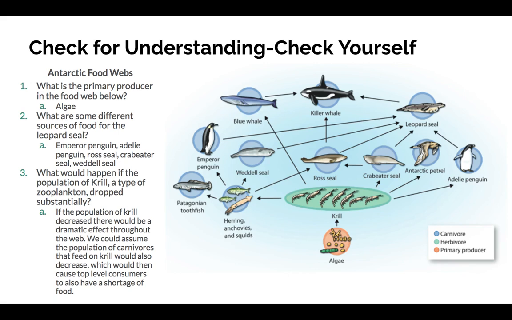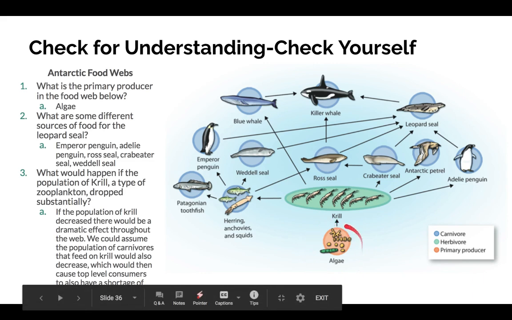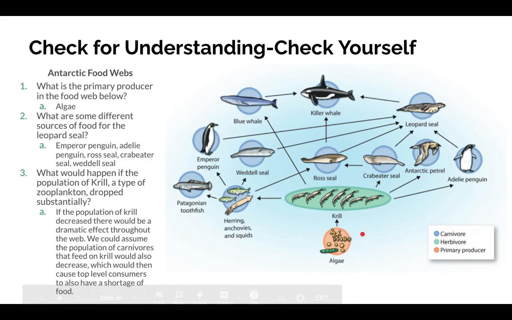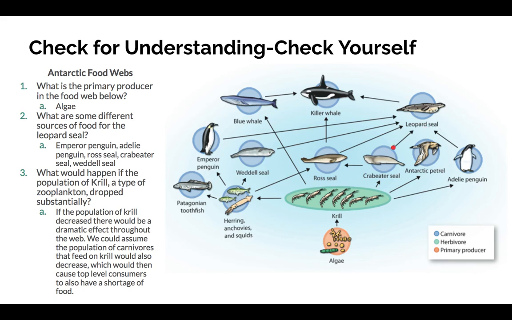Now we're going to go through this check for understanding. So what is the primary producer in the food web? Well, right here, it is labeled for us, but it is algae. That would be our primary producer. What are some different sources of food for the leopard seal? So you're going to go up into this diagram, find the leopard seal, and any arrows moving towards the leopard seal is kind of showing where the energy is going. So here you're looking at all of the arrows pointing to the leopard seal. So here are the different sources of food based on this diagram.